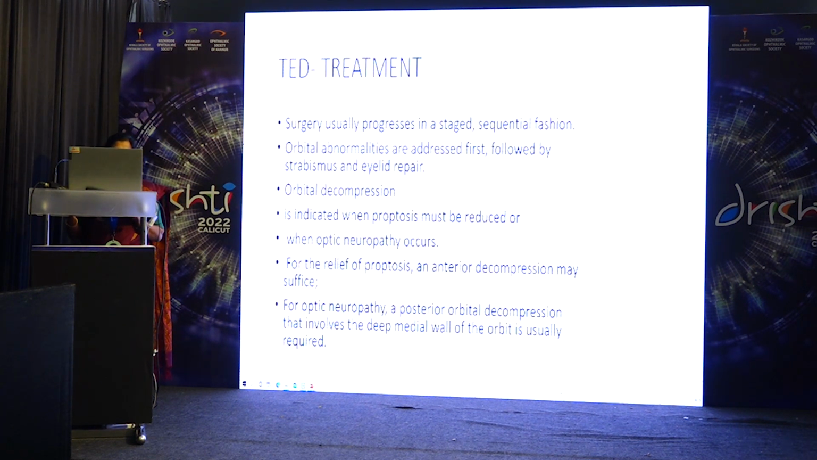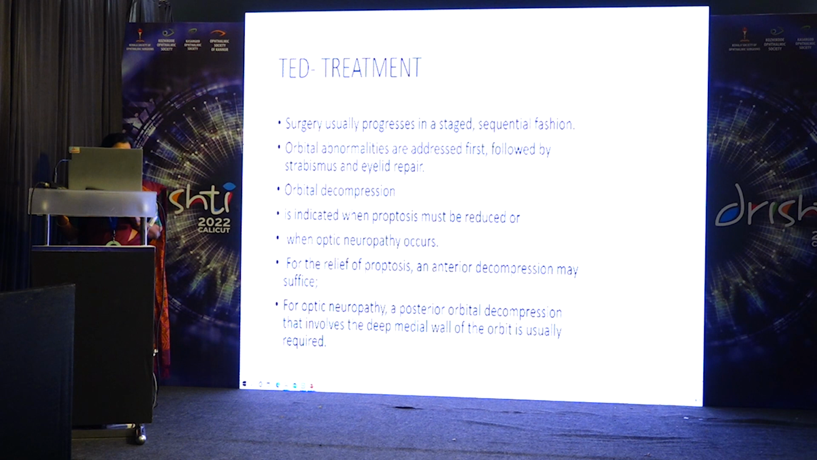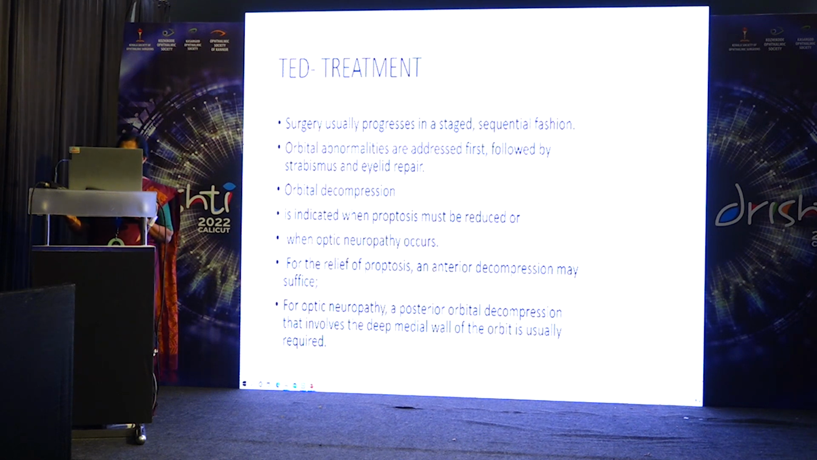Coming to surgical treatment, orbital decompression is done to reduce the proptosis, and if there is optic nerve compression, then that is an immediate indication for surgical decompression. Here, if we want optic nerve decompression, then we have to do posterior decompression, that is, we have to remove the posterior medial wall. And if it is only to reduce the proptosis, anterior decompression is also enough.